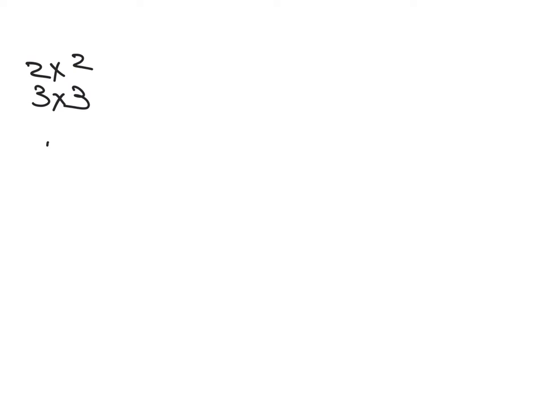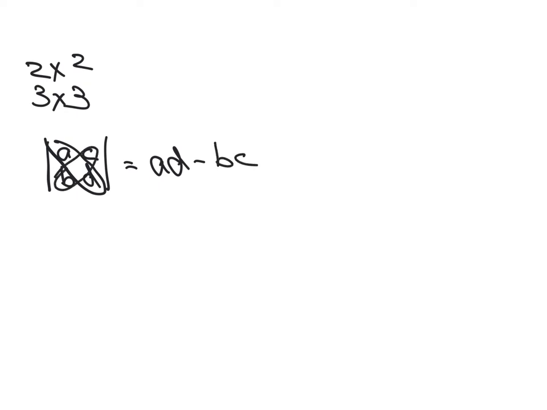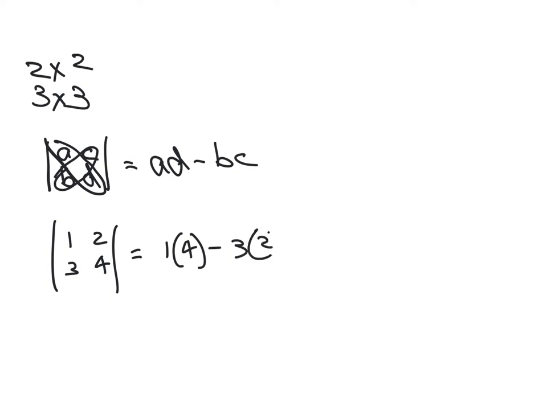But the formula on the bottom of page 370 basically looks like this. A, B, C, D are numbers, and that equals A times D minus B times C. So if there were numbers in there, such as 1, 2, 3, 4, that would equal 1 times 4 minus 3 times 2, and that would give you a negative 2. And that's pretty much what we've got there.